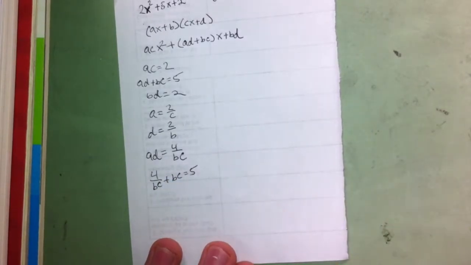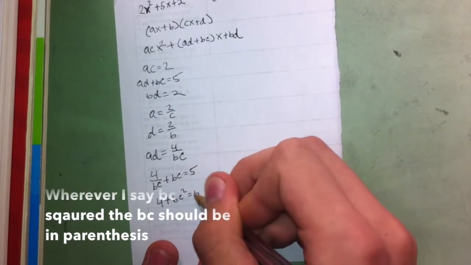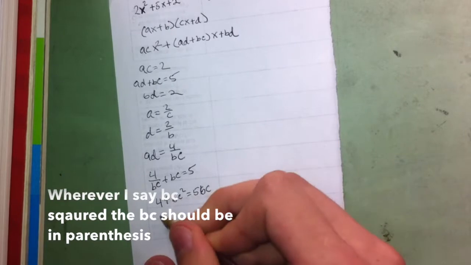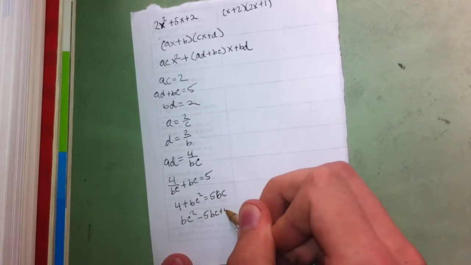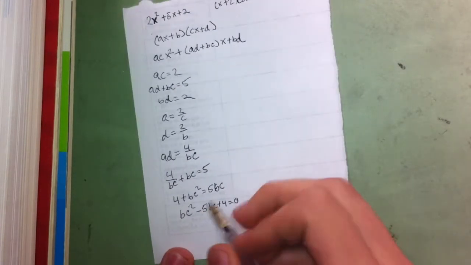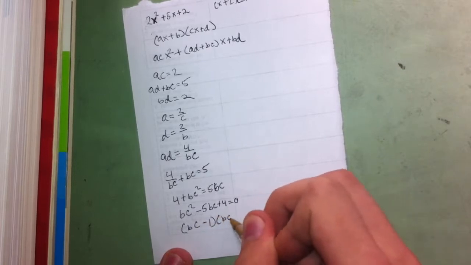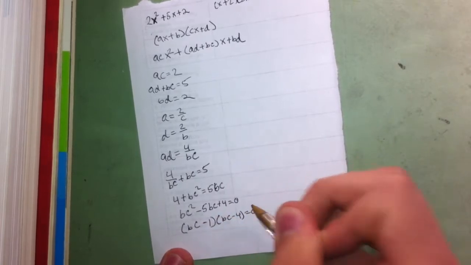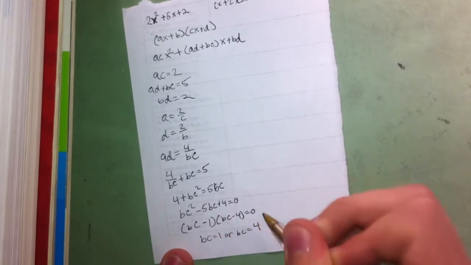And so then plugging that in gives us 4 over bc plus bc equals 5. Multiplying both sides of the equation by bc gives us 4 plus bc squared equals 5bc. And so we have bc squared minus 5bc plus 4 equals 0. And so then we can factor this, and we see that bc minus 1 times bc minus 4 equals 0. So we know bc equals 1 or bc equals 4.